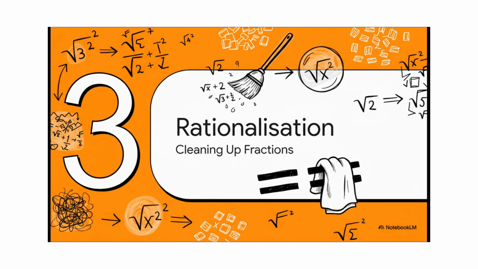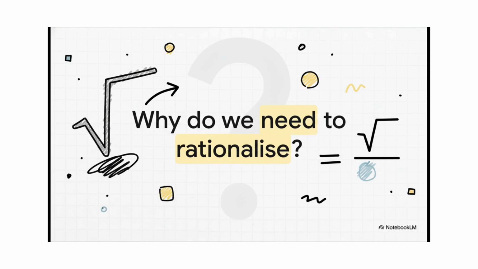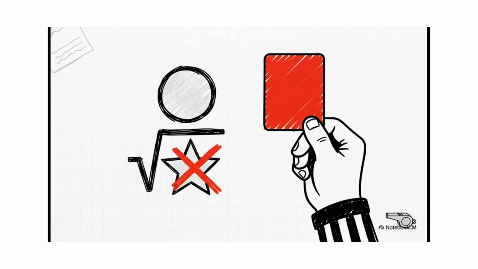Now, let's grab tool number 2, rationalization. This is all about cleaning up fractions that have a surd hanging out in the denominator. And you might be thinking, why? Why do we even need to do this? It's a totally fair question. I mean, a number is a number. Who cares where the messy part is, right? Well, the straight up answer is it's a rule. Especially for exams. It's just considered good manners in math to not have a surd in the bottom of a fraction. Think of it as just one of those rules of the game you've got to play by.